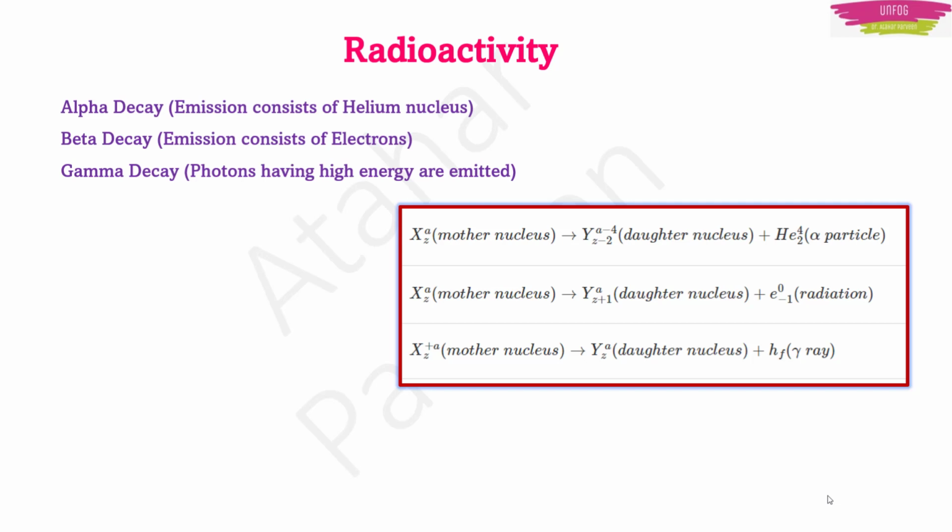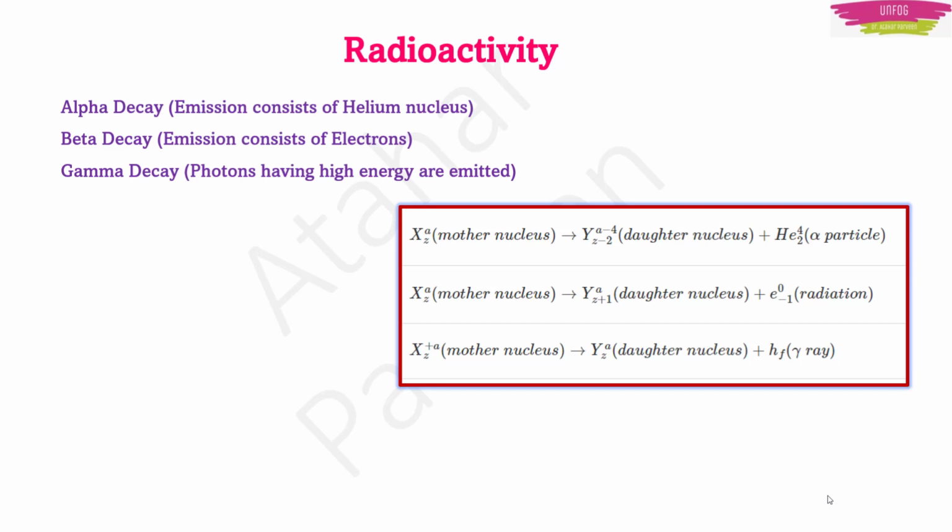In the first two processes, the alpha decay and beta decay, particles were released, right? Alpha particle and beta particle. That's the reason why the daughter nucleus atomic number and mass number were being changed. Okay. Now why is this happening? This is happening because of the instability of the mother nucleus.